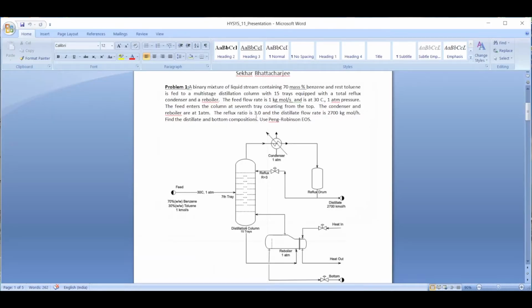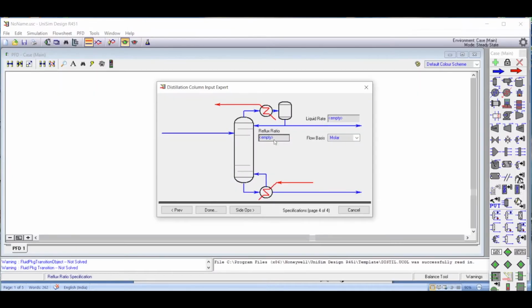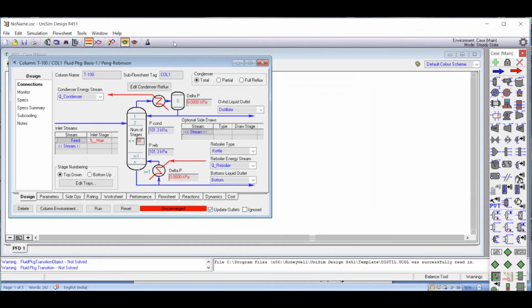According to this problem, the reflux ratio is 3, and the distillate flow is 2700 kilomoles per hour, which comes out of course as a liquid. So we put here the reflux ratio is 3, and the liquid rate coming out as distillate we put as 2700 kilomoles per hour. Once that is done, all the parameters have been defined, so we just click on done.